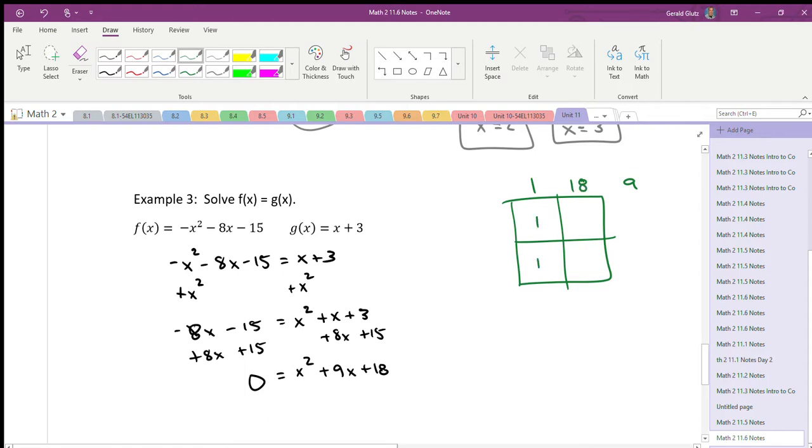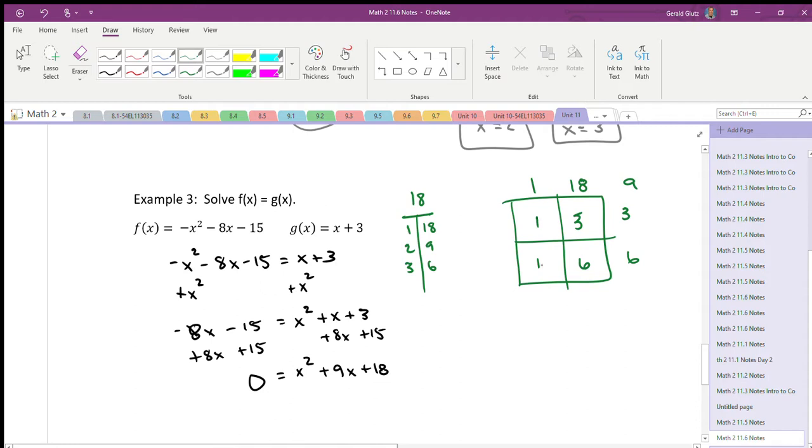So two numbers that multiply to equal 1 are 1 and 1. Then I need two numbers to multiply to equal 18 and also add up to 9. So if you're not sure right away, do a little factor tree of 18. So 1 times 18, 2 times 9, 3 times 6. Those are all the factors of 18. So out of these three combos, which two add up to 9? That'd be 3 and 6. So 1 times 3 is 3, 1 times 6 is 6, and then 3 plus 6 is 9.